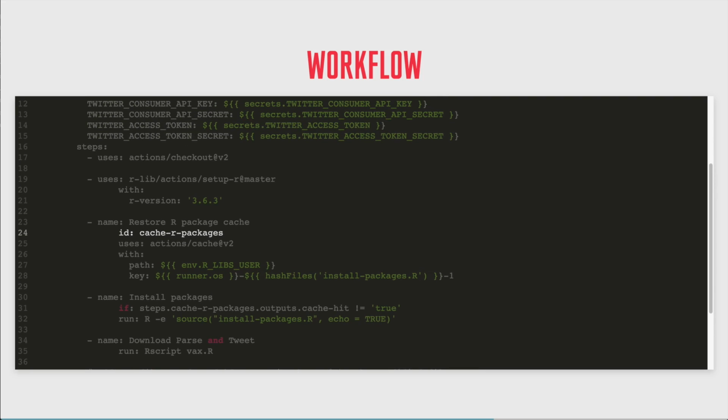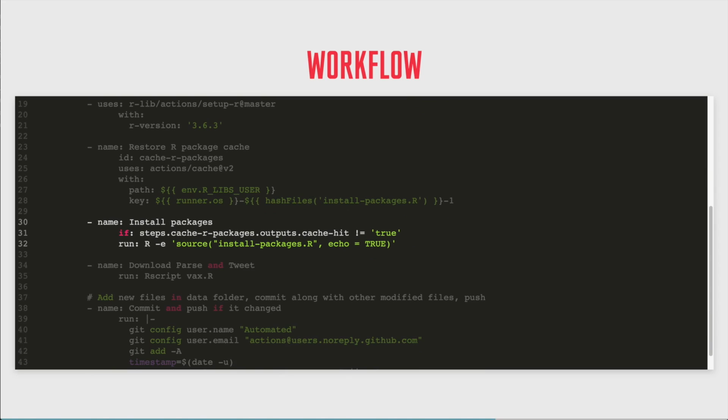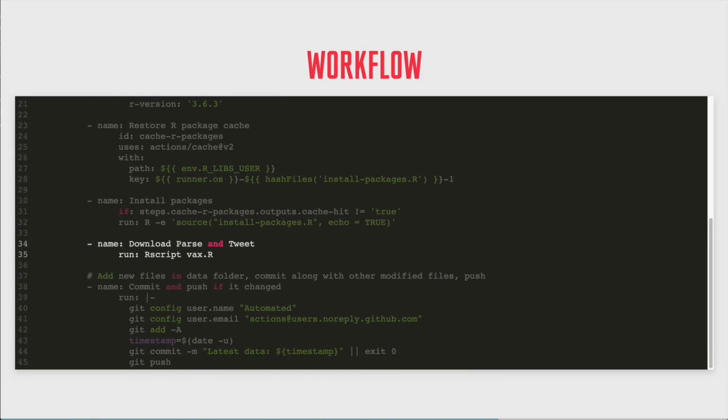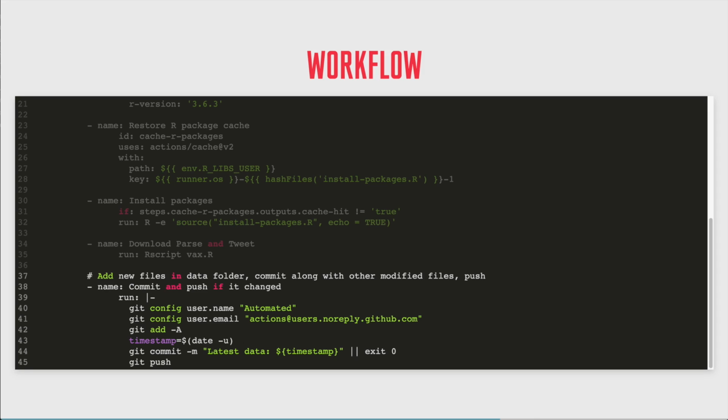And notice I've given this step an ID. Steps can pass information to other steps. Install packages. You can put conditionals in steps, so we only need to run the install if we couldn't locate the cache in the previous step. So now we can run the actual script. And since I also save the data when it runs, I want to commit those changes. I'm committing as an automated user so it doesn't blow up my GitHub activity.